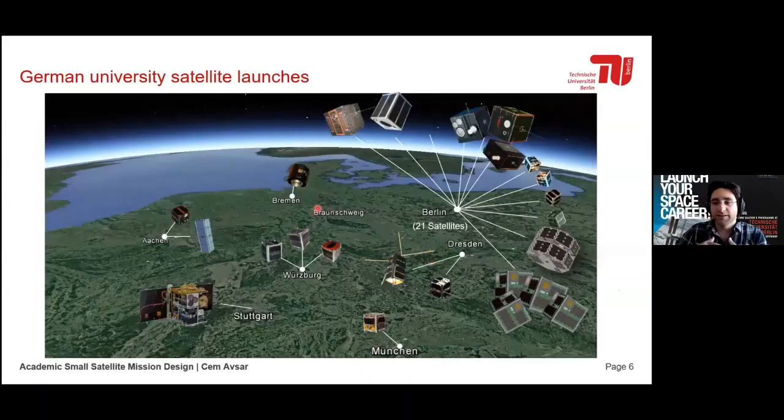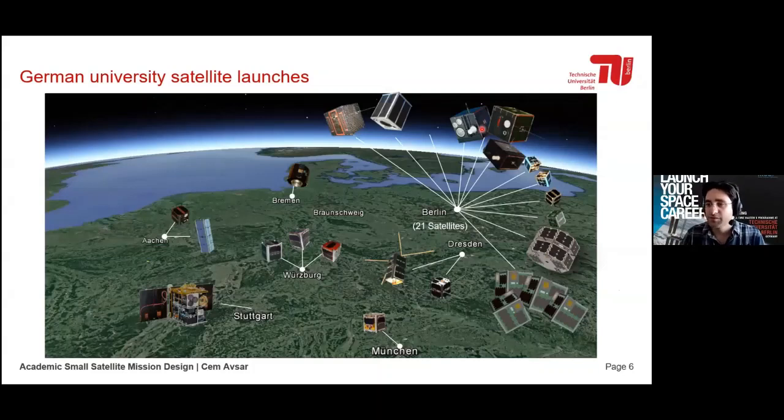So when you look at the landscape in Europe, you see Germany here, and the cities that actually build satellites in Germany. You can see that Berlin, with 21 and counting towards 30 small satellites in orbit as a university. Those are only the university satellites. Berlin is kind of like the small satellite hub of Europe.